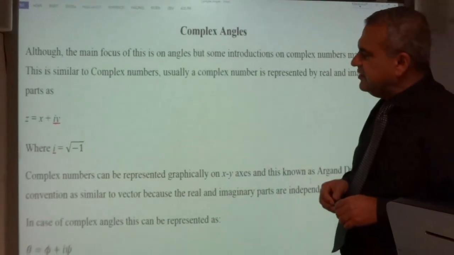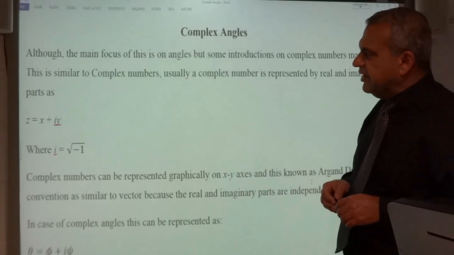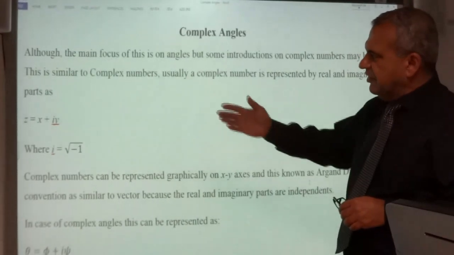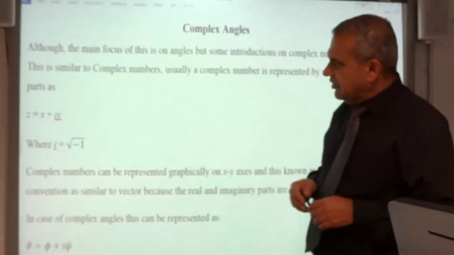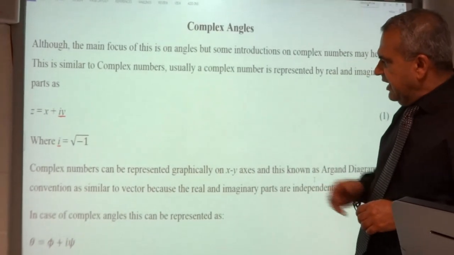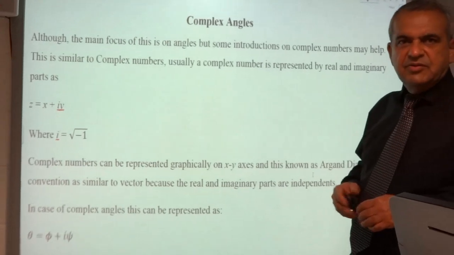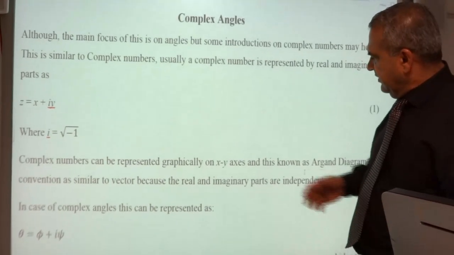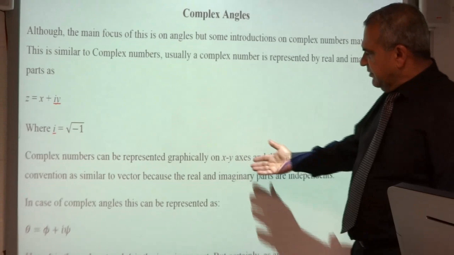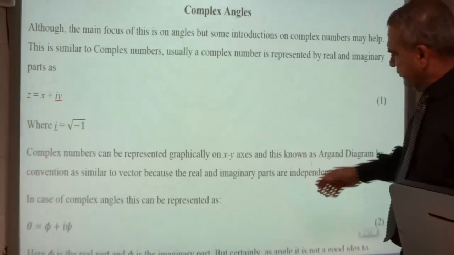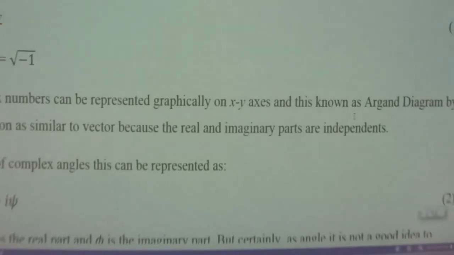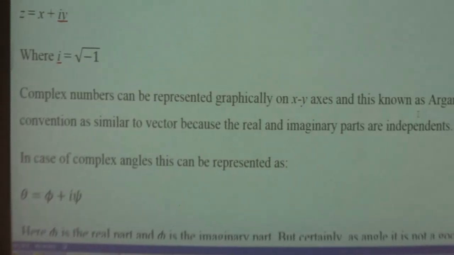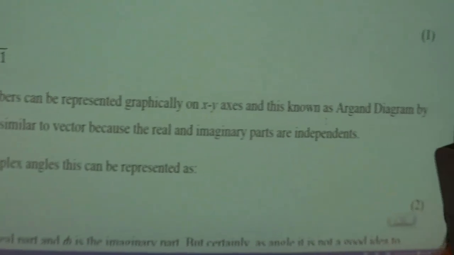This is fairly easy. Complex numbers usually come from a general form of x plus i y, where i is the square root of -1. We are all familiar with the basics of pure mathematics, that complex numbers can be represented on the xy axis using an Argand diagram. I'm not touching that part here, which is fairly easy, or they can be represented in vector format.